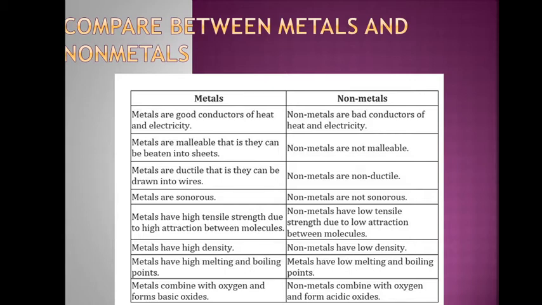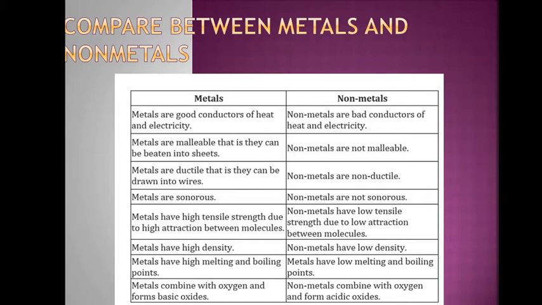Metals are malleable, and that is they can be beaten into sheets. So this means that we can change their shape. Okay, we can beat them and make sheets. Malleable, they are flexible. We can shape them. While non-metals are not malleable, like carbon is not malleable.